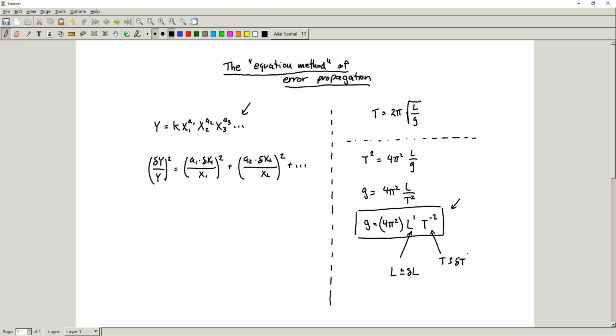So we have these two measured quantities, L and T, that have their associated uncertainties, and we want to find what the uncertainty in G is. Okay, so we can just stick this L and this T into this equation that we've calculated, and we're going to find some G. But we also want to find the associated uncertainty with that G. So how do we do that? Well, there's a number of ways to do that, but the way that we're going to talk about doing that is using this equation method of error propagation.